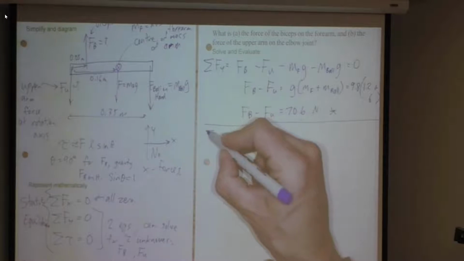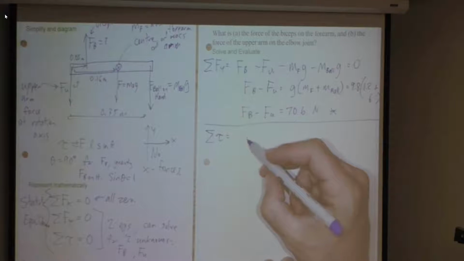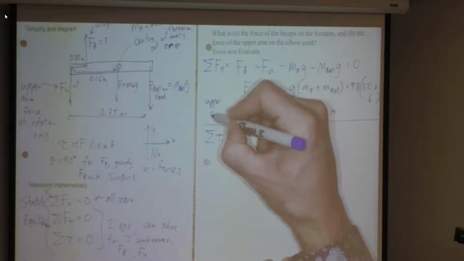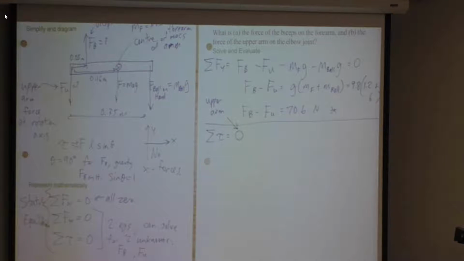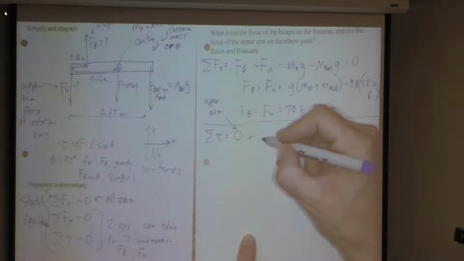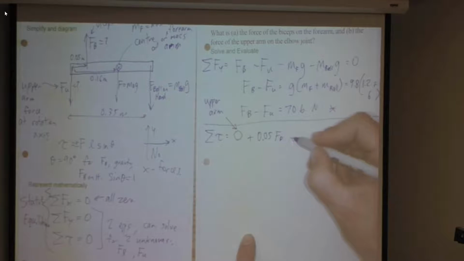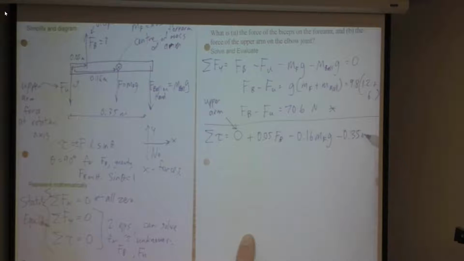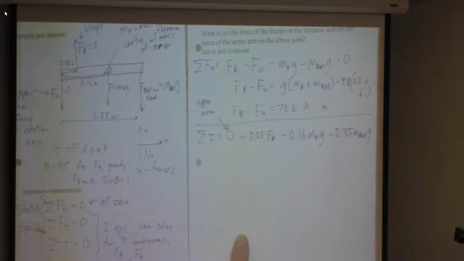The next thing you can do is the sum of the torques. The upper arm is going to have a 0 torque, because it's acting right at the rotation axis. And then the bicep, is that going to be positive or negative? It's going to rotate it up, so that's counterclockwise. So it's plus 0.05 times F sub B. And then the two gravity forces are going clockwise, so you minus 0.16 times M sub F times G, and you minus 0.35 times M sub ball times G. And these all equal 0.